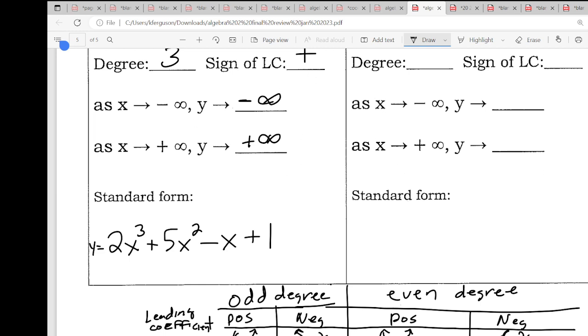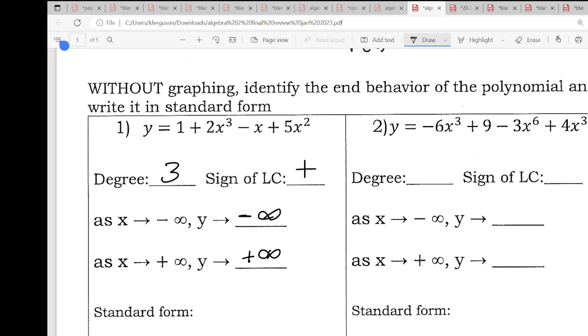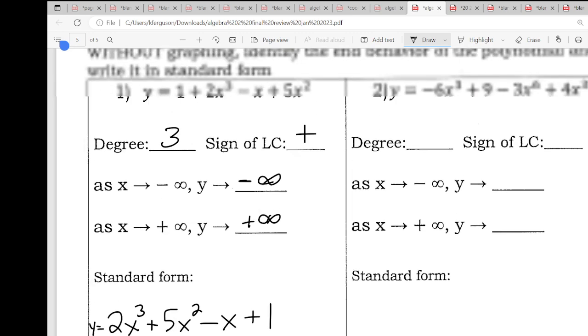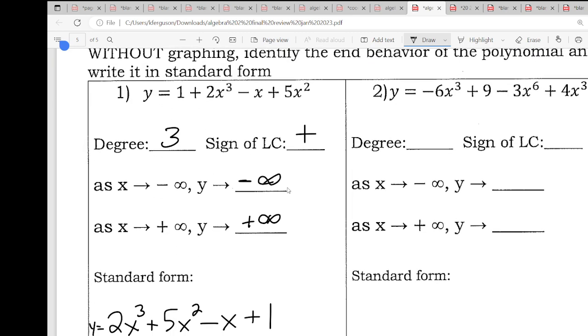So we look at the next one. You know what? I think I'm going to leave the next one for you. All right. So I'll say again, does anybody have any questions on what we just did here? Anybody have any questions?